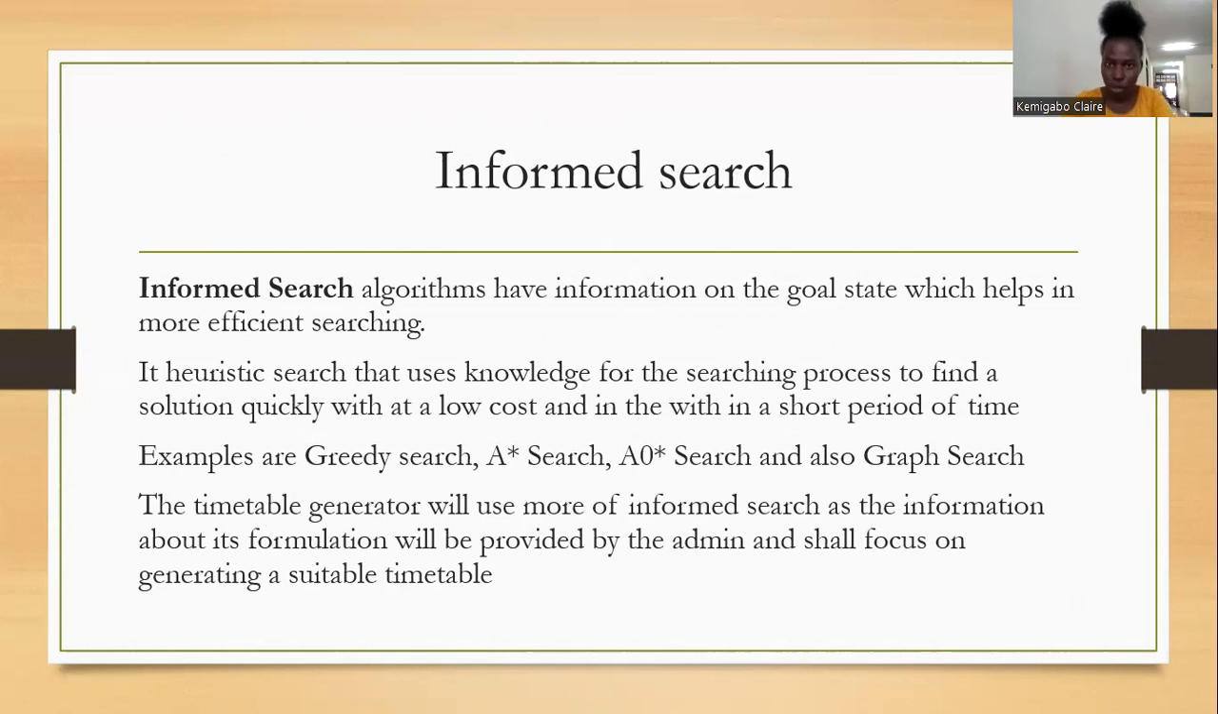For the examples I'm going to be using in the automatic timetable generator, I'll use greedy search, as known, and also the A star search. As long as I'm doing the automatic timetable generator, those are the two that I'm going to mainly focus on. The timetable generator will use more of informed search, as the information about its formulation will be provided by the admin. As I told you earlier, I'm going to be using the information from Makerere University for the previous year.